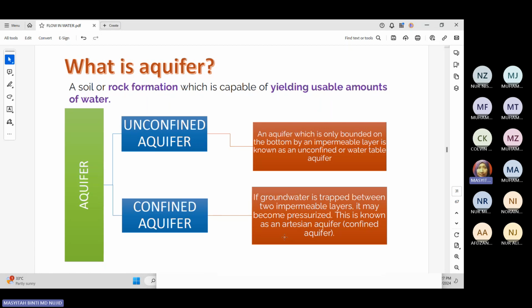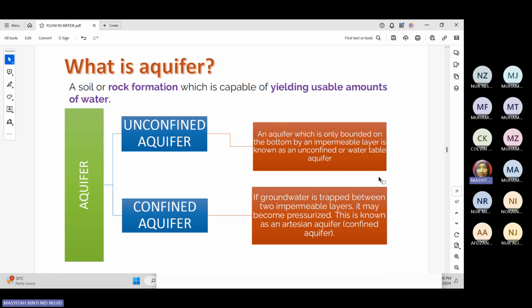Okay, what is the aquifer? Kalau you tengok kat sini, aquifer, a soil or rock formation which is capable of yielding usable amounts of water. So we can divide it aquifer into two. The first one is the unconfined aquifer, and then second one is a confined aquifer. By looking to the definition, unconfined aquifer, which is only bounded on the bottom by an impermeable layer.